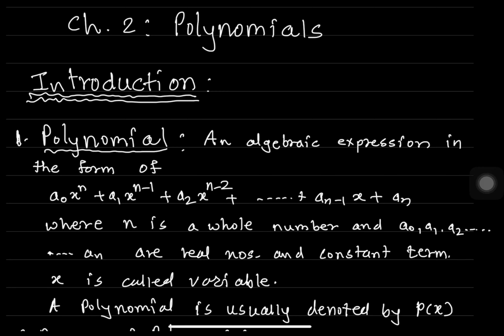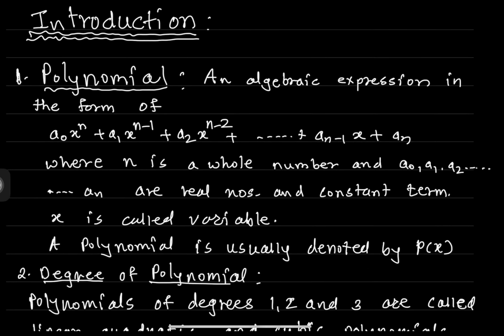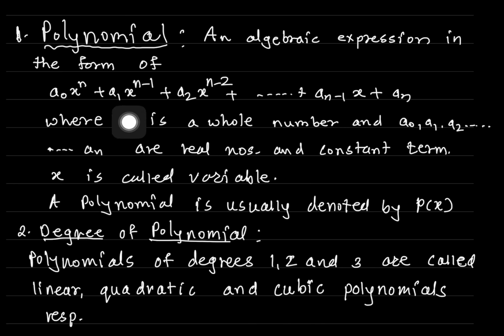Hello friends, today we will see chapter 2, Polynomials. Introduction. First, see polynomial. Here polynomial means what? An algebraic expression in the form, written in standard form, a0 x raised to n plus a1 x raised to n minus 1 plus a2 x raised to n minus 2 plus and so on, plus a n minus 1 x plus an.